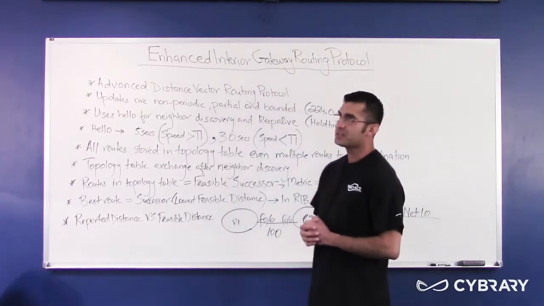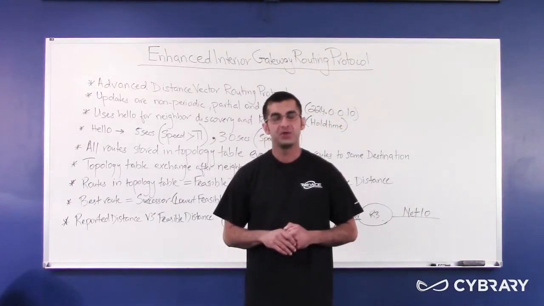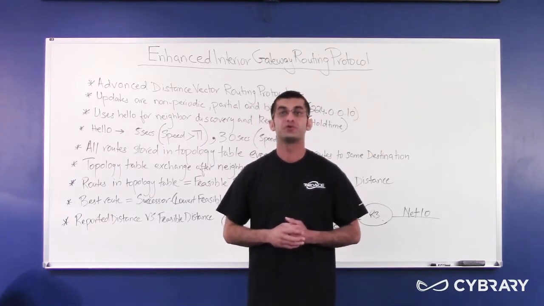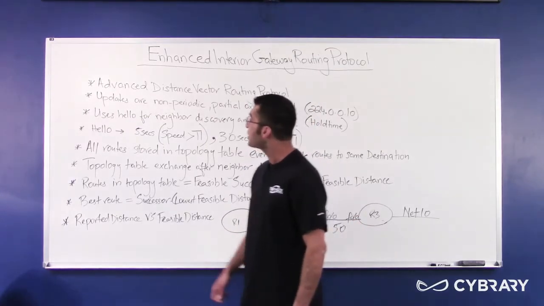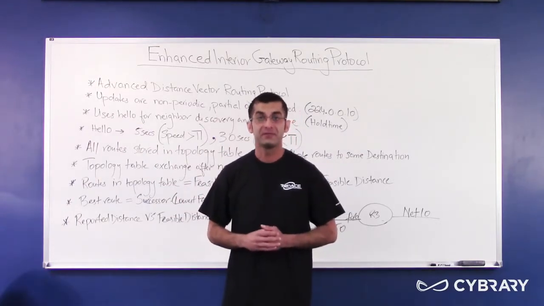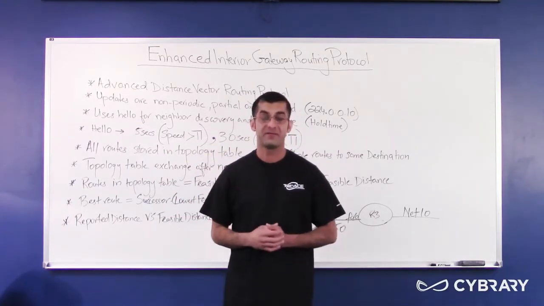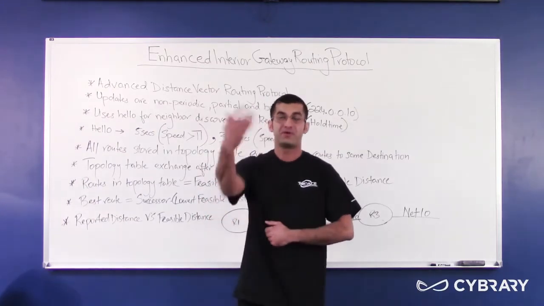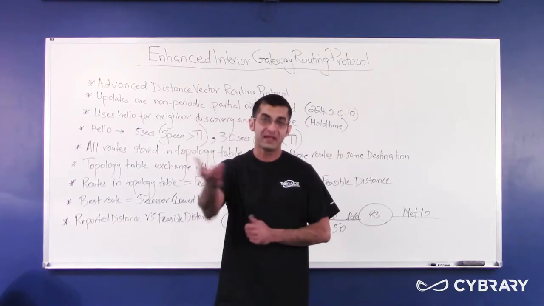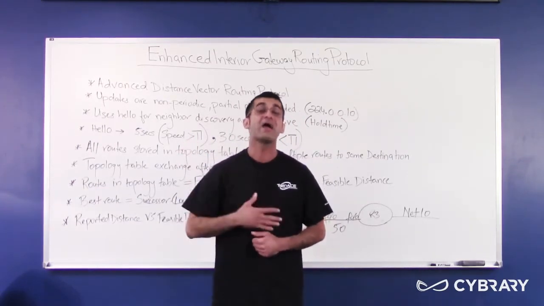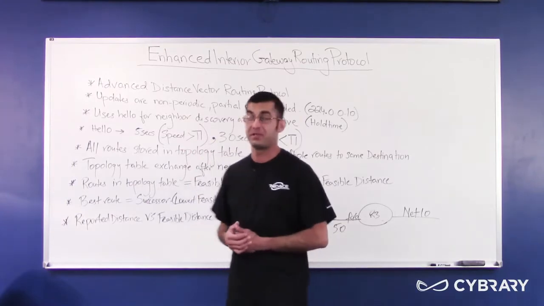Now, since updates are non-periodic, you don't know if your neighboring router went down at some point. So to counter that, EIGRP uses little packets called hello packets to keep the link alive and to discover directly connected devices. So if I receive an EIGRP hello from a directly connected device, I know that device is alive, and I can discover that it's actually there. I have a neighbor that also speaks EIGRP.